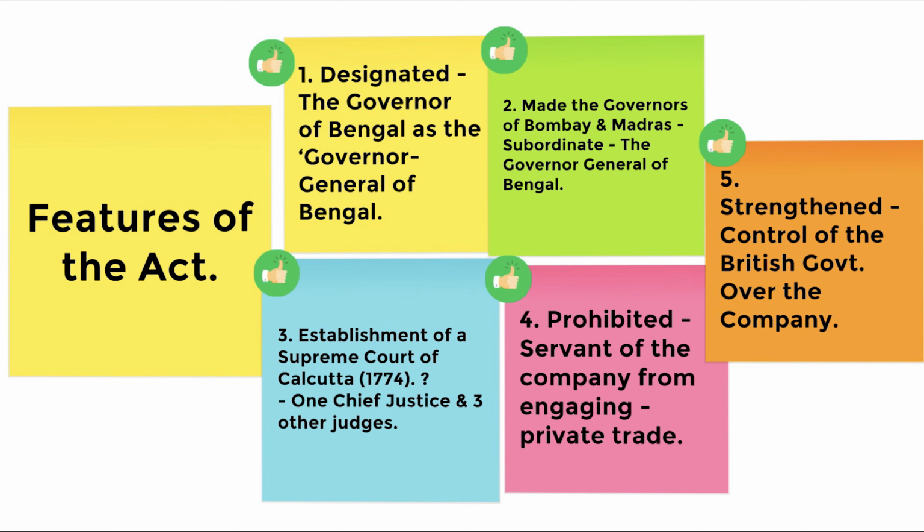Earlier Madras, Bombay and Bengal, they were independent presidencies answerable to the British government directly. But now with this act, both Madras and Bombay governor have to answer and they have to be answerable to the Governor General of Bengal. So this is the second very important feature of this act of 1773.